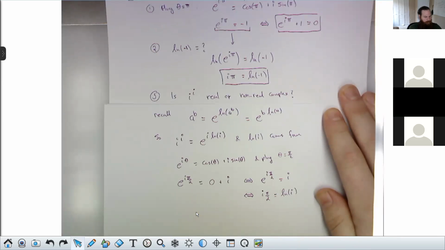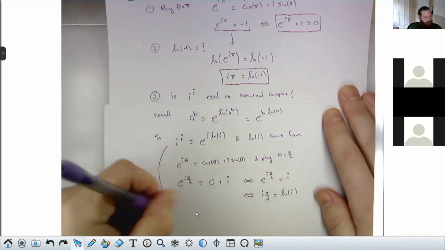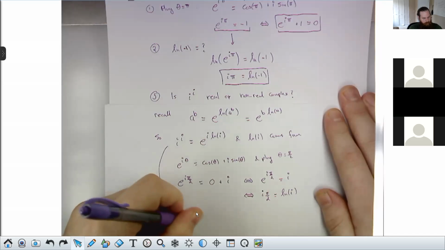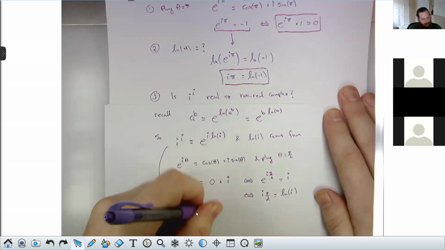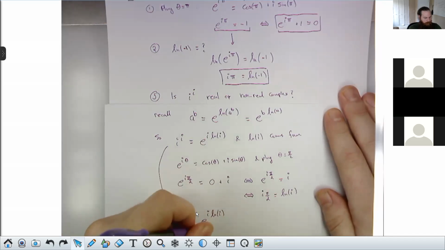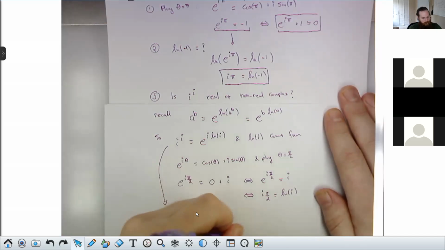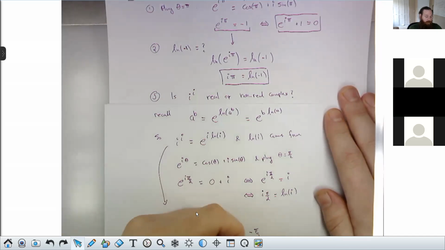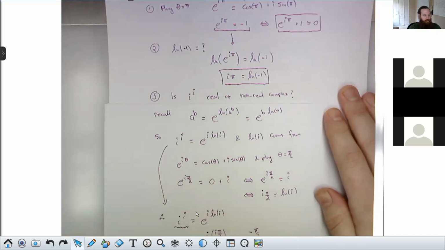So let's come back to this now. Therefore, I to the I, which is e to the I times the natural log of I, should be e to the I times, well, the natural log of I is I pi over 2. And I times I is -1, so this is e to the negative pi over 2. I to the I is in fact a real number. It's e to the negative pi over 2.